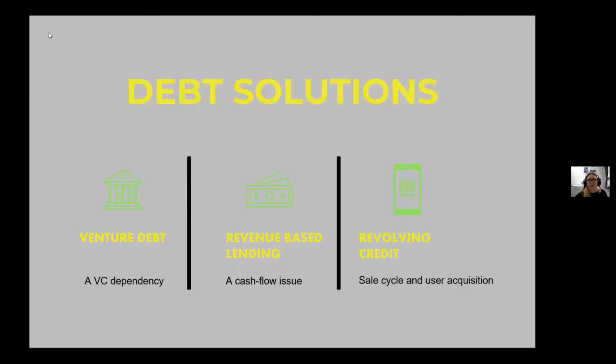And the third one, in my view, is revolving credit. And this is really about the sales cycle and the user acquisition. So compared to the previous two, this is a continuous line of credit, similar to an overdraft or a credit card that we might have as people. The others are term loans.